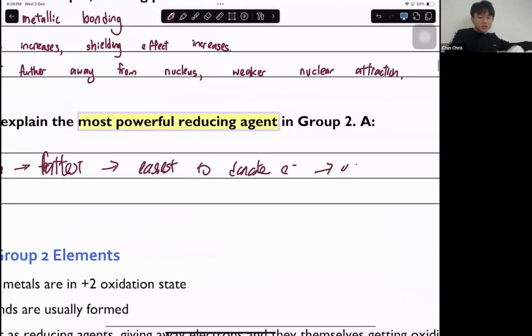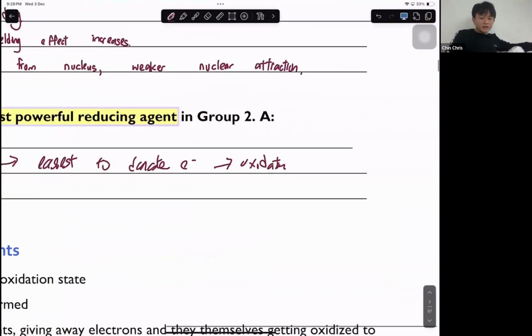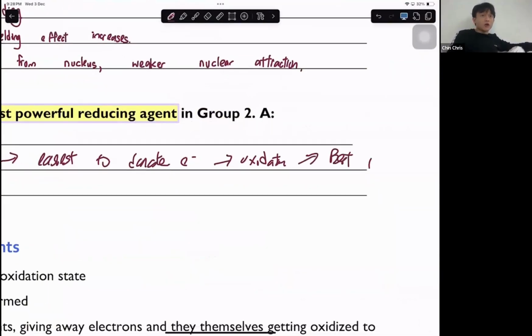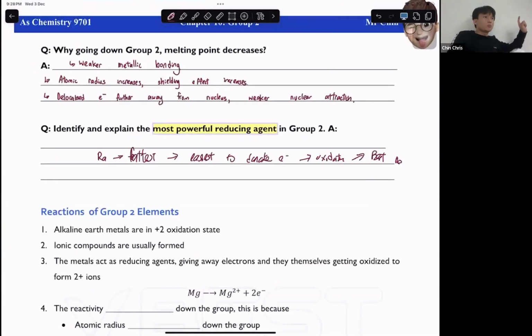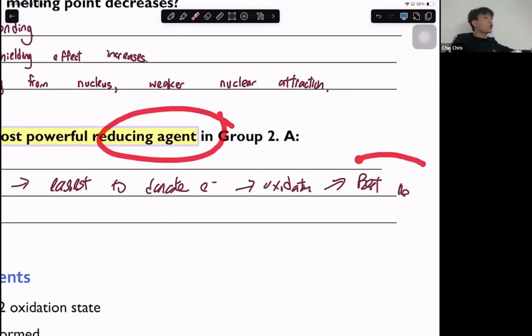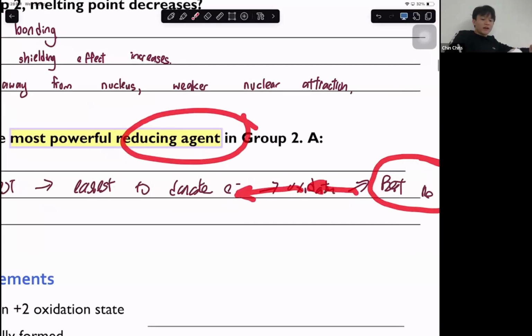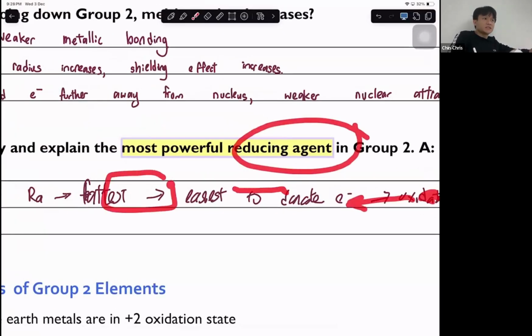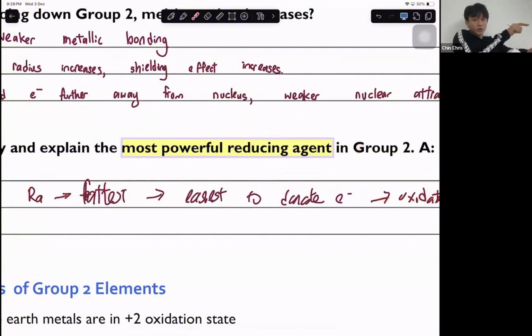Then which means undergo oxidation. Okay, then best reducing power. Yes, this is a correct answer, but your thought process shouldn't be like that. A good thought process to not get tricked by the exam is always to elaborate from here. Your actual thought process should be: a reducing agent is the one that undergoes oxidation, the one that donates electrons the easiest, the one that has the biggest atomic radius, and the answer is Ra. Your thought process should be the reverse one, understand?